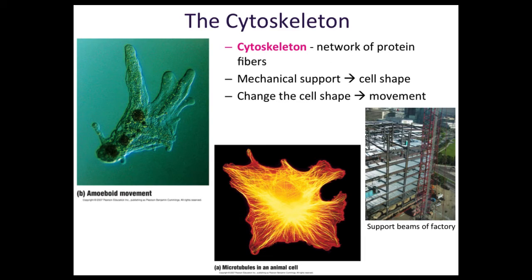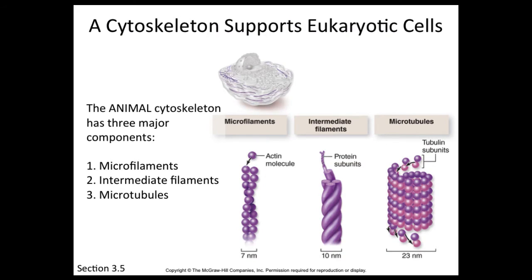In either case, the cytoskeleton is very similar to the support beams of our factory. It holds together that factory and provides space for all of the important reactions to occur. The animal cytoskeleton has three major components: microfilaments, intermediate filaments, and microtubules. All three of these are very important parts of the animal skeleton.